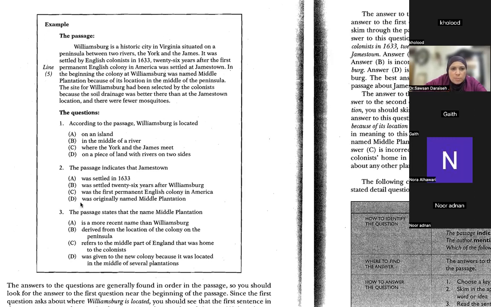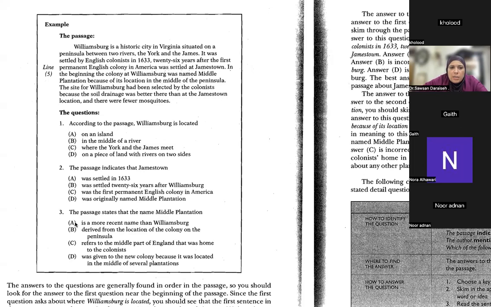Look at this. Jamestown was originally named Middle Plantation? No, let's take a look. Let's look for Middle Plantation. Where is Middle Plantation? Here, in the beginning, the colony at Williamsburg, not Jamestown, was named Middle Plantation. So this does not refer to Jamestown. It refers to Williamsburg. So this is incorrect. This is the only correct answer here, C. Remember, this skill is about specific information that is mentioned in the text.